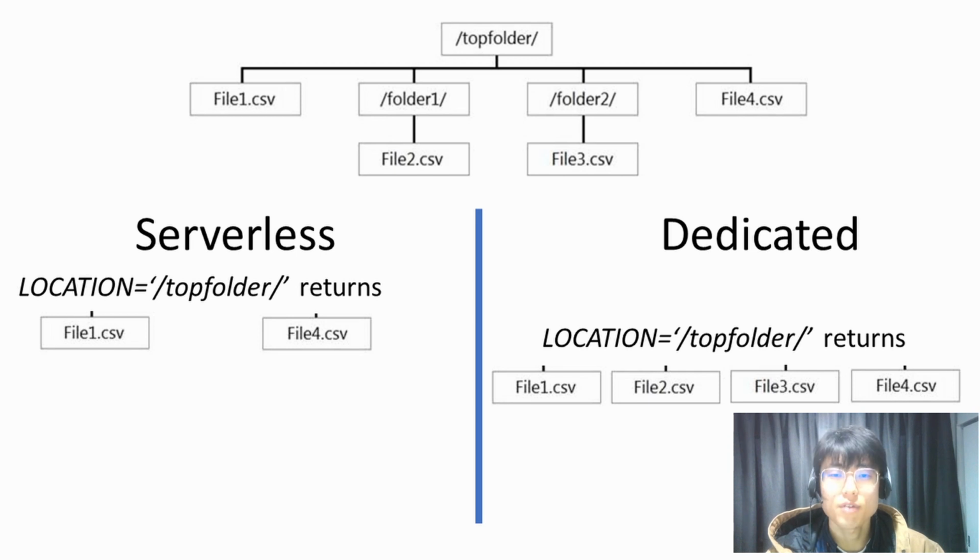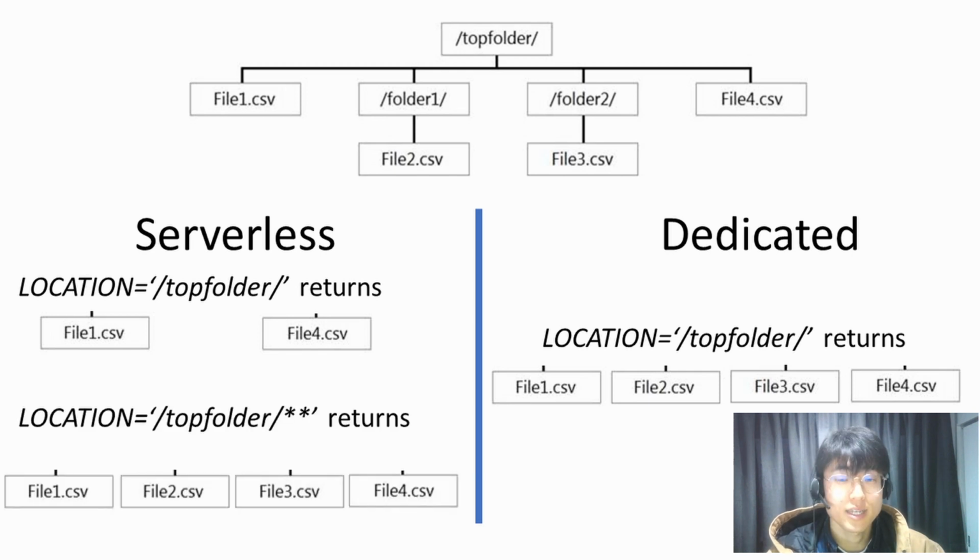So for the serverless SQL pool, if we wanted to return all the files, what we can do is add a backslash and double asterisk at the end of it. They will return all the CSV files.